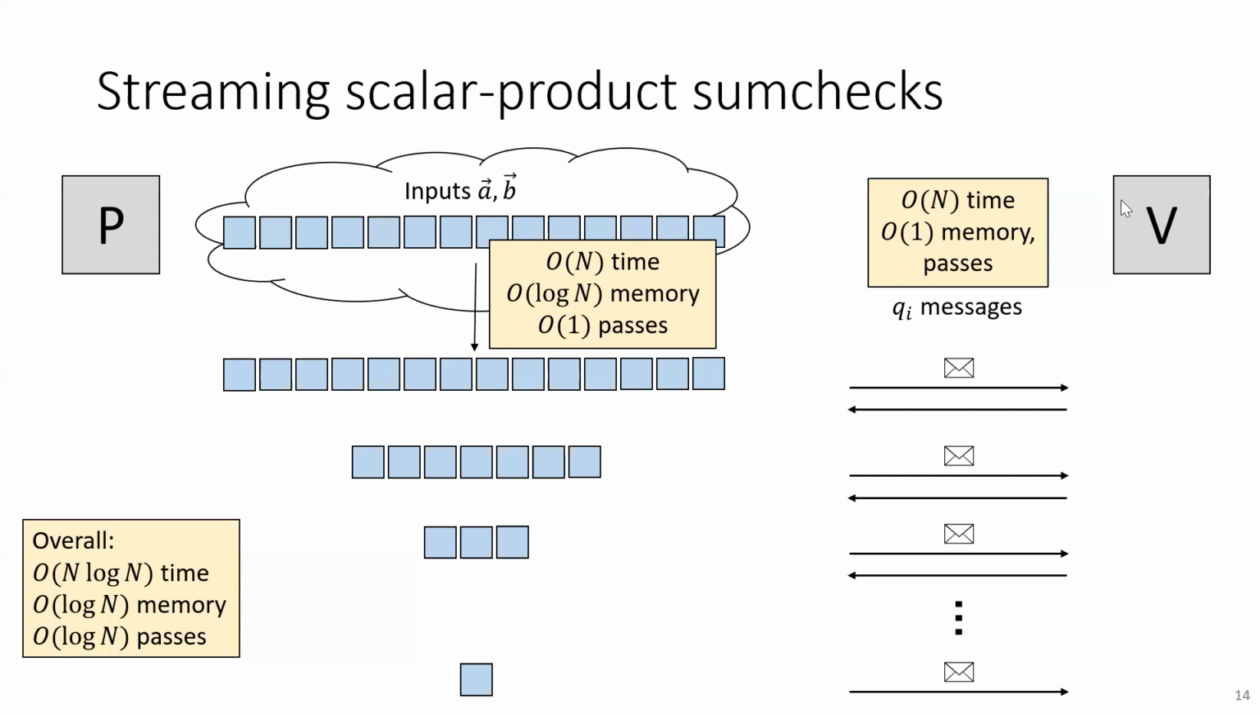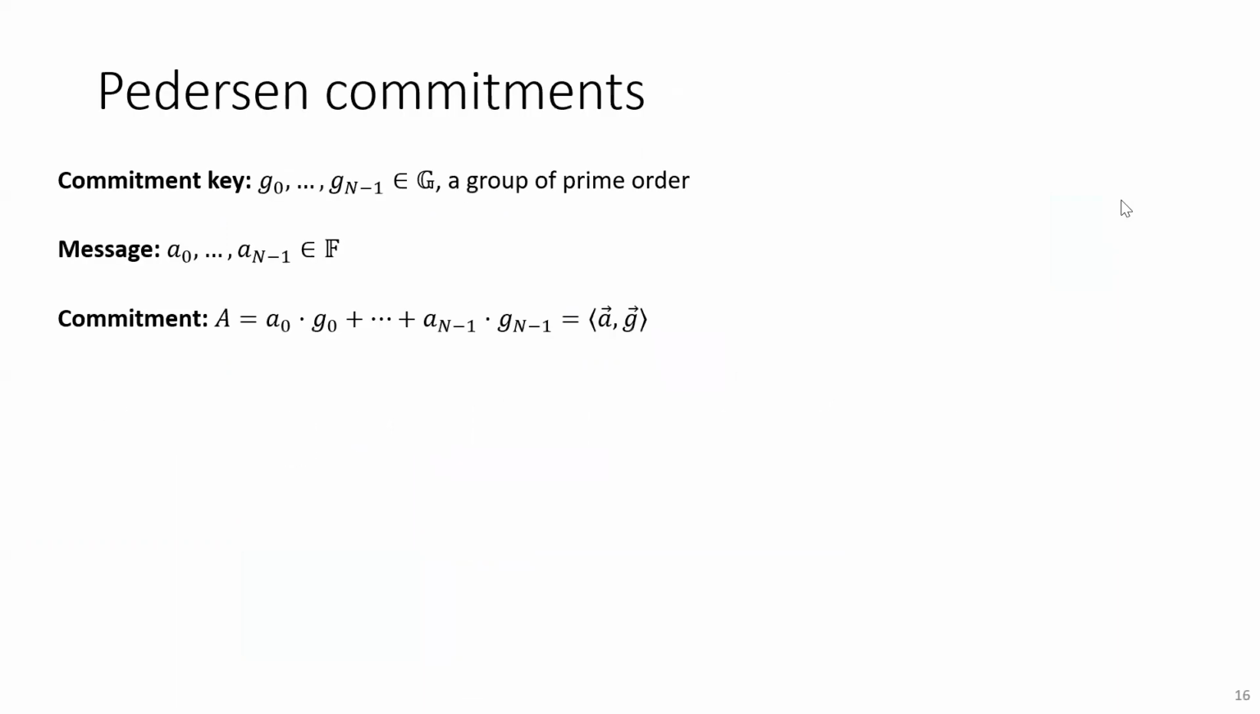Well, in any case, this is our streaming algorithm for scalar products. So next, in order to get a succinct discrete logarithm-based argument, which doesn't use too much memory, we've got to add in some commitments into this. So the commitment scheme we're going to use is the Pedersen commitment scheme. And here we've got a commitment key made of group elements, G0 up to Gn-1, from a group of prime order. We've got a message vector A, which is the same as before. And the commitment is just this sum of products of messages times commitment key elements.